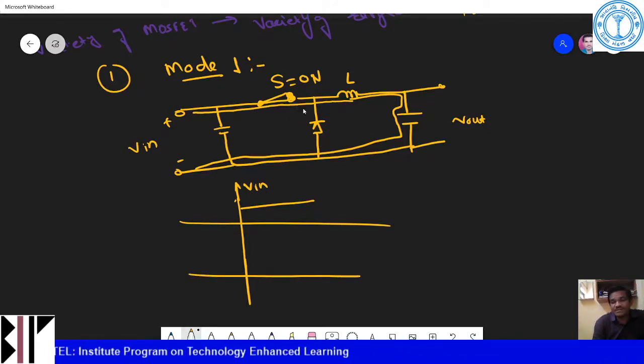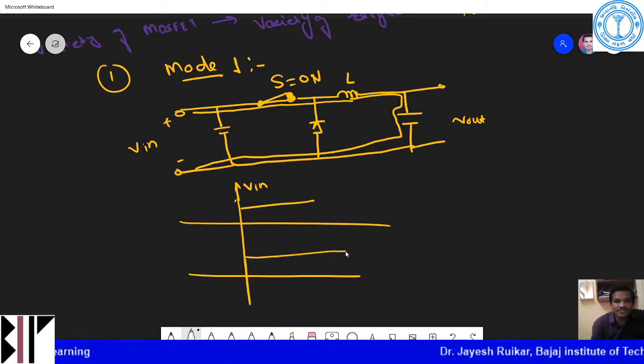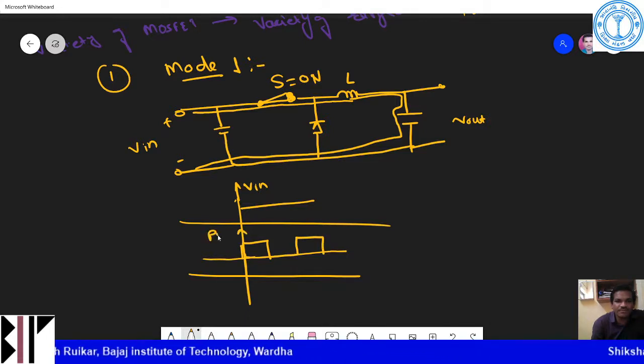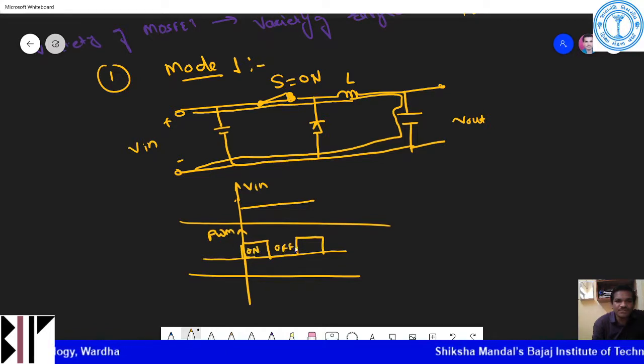When we turn on that switch, we need to apply a PWM pulse. Here I will say that this is what my PWM pulse output is. That is on and then off, on and off. So this is my output of PWM. This is on, this is off. Similarly, this is on, this is off.